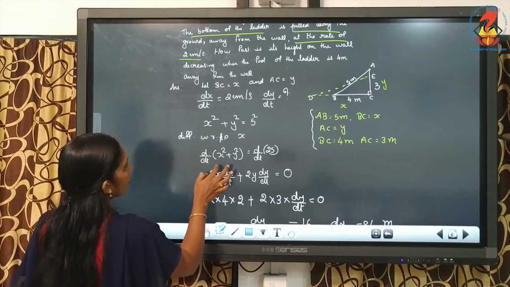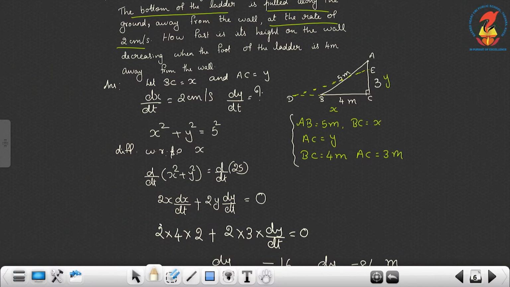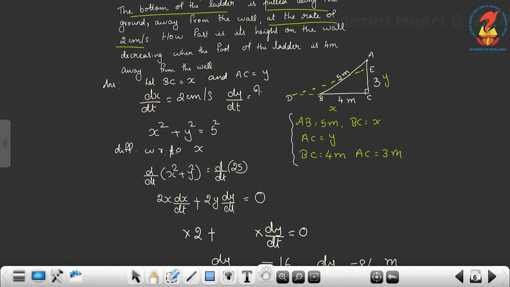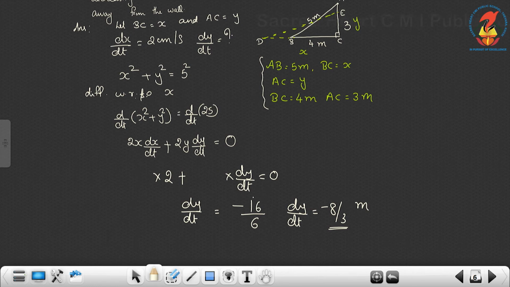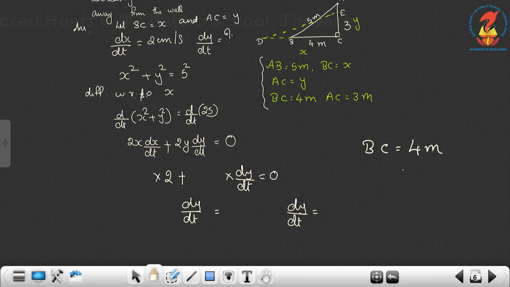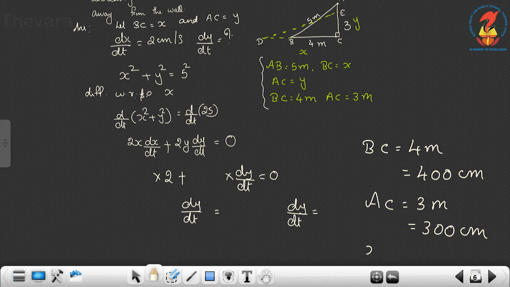So here, when we substitute the value we have to convert to meter. The answer will be same, but we have to convert. BC is equal to 4 meter, that is 400 centimeter, and AC is equal to 3 meter means 300 centimeter. So X is 400 and Y is 300.